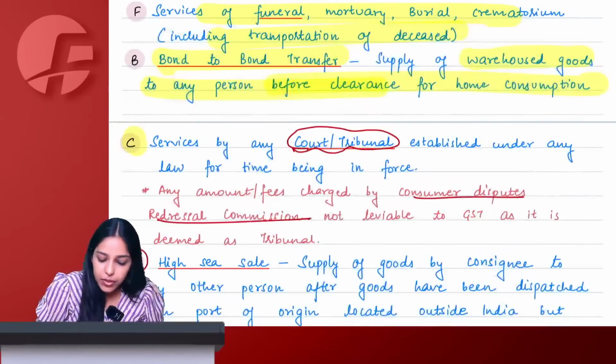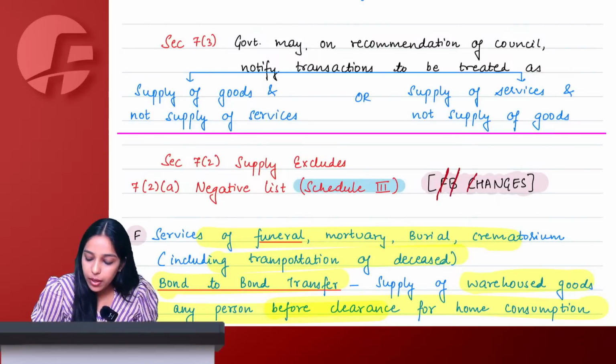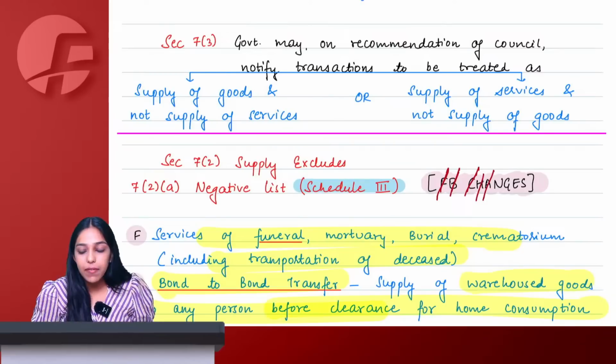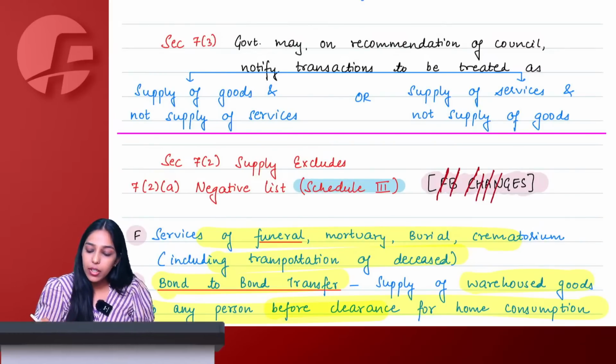Then G means, see, funeral, mortuary, burial, crematorium, including transportation of deceased, bond-to-bond transfer, court tribunal, high sea sale, actionable claim other than specified actionable claim, one non-taxable territory to another non-taxable territory without entering into India.